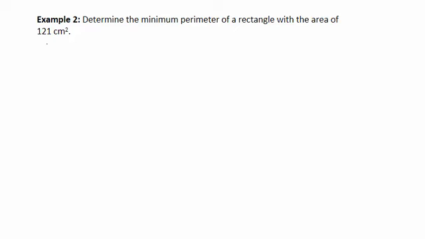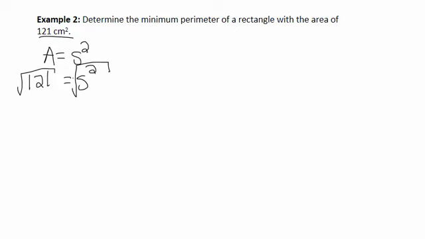So area is equal to the side length squared. We know our area is 121 centimeters squared, so let's plug that in and solve for S. So now we just take the square root of both sides, and these will cancel out, and we're left with the square root of 121 equals S, and therefore we have 11 centimeters equals the side length.